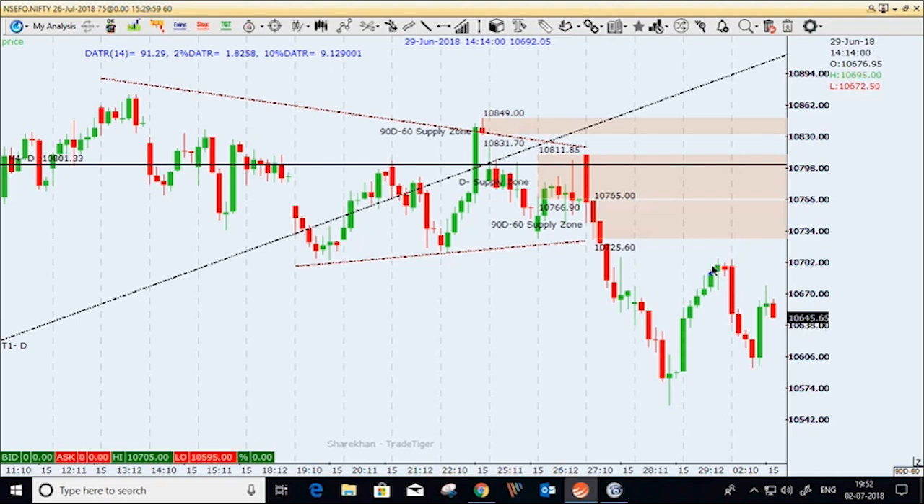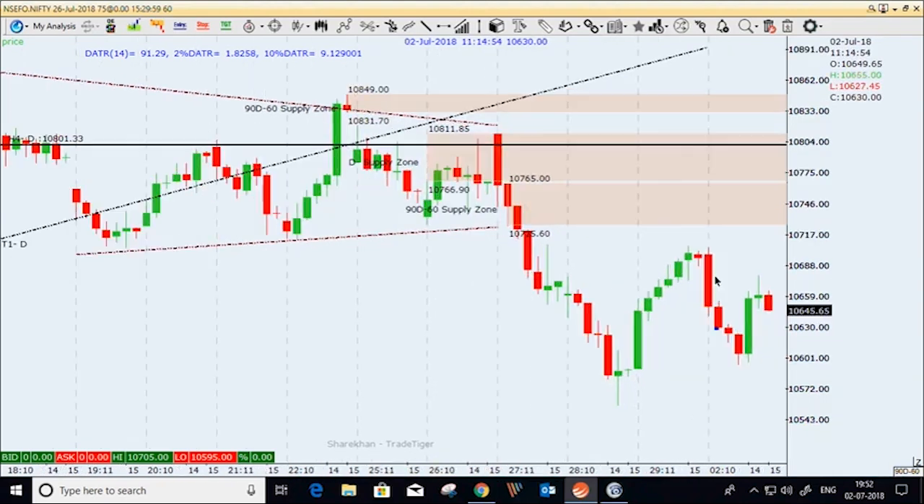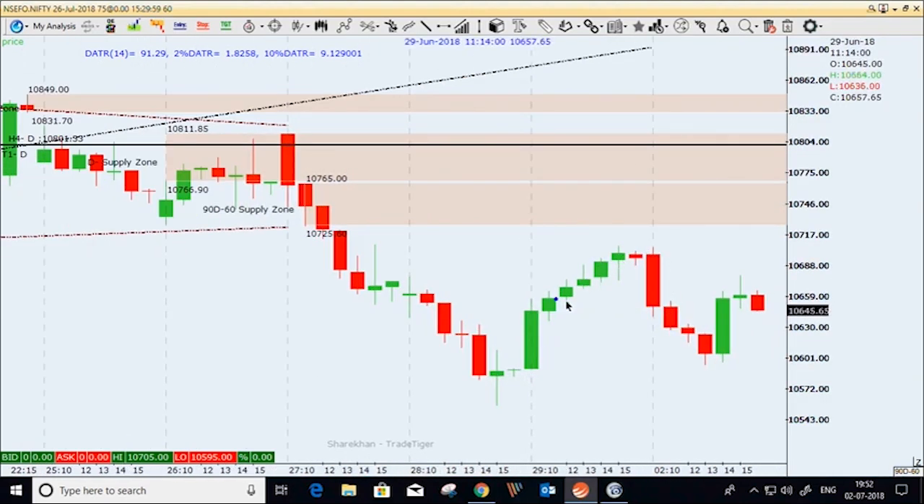Now why is this working? Can anybody see? This is a rally, this is a base, this is a base, this is a base, then this is a rally candle followed by base, base, base and then a drop. If I mark this demand, this is a drop base rally followed by rally base, base, base, rally. So this is my second demand.